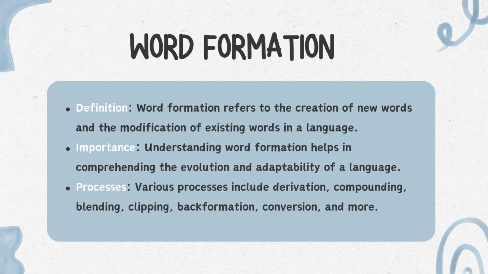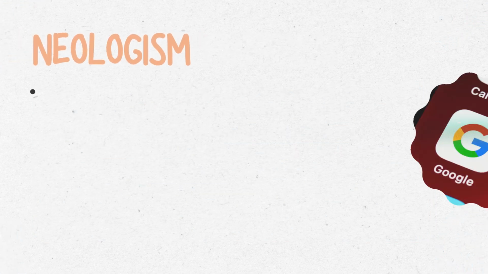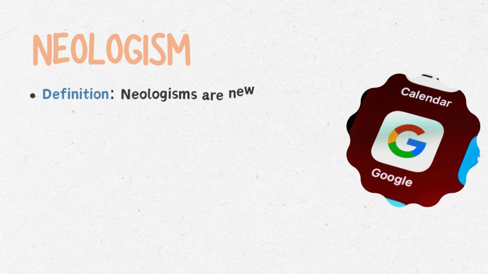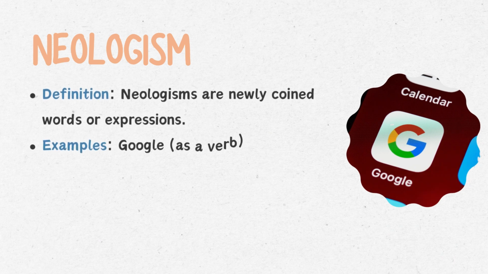Word formation. Word formation refers to the creation of new words and modification of existing words in a language. Understanding word formation helps in comprehending the evolution and adaptability of a language. There are various processes for word formation, including derivation, compounding, blending, clipping, back formation, and many more. Before delving into these processes, we have to understand certain terms regarding this concept.